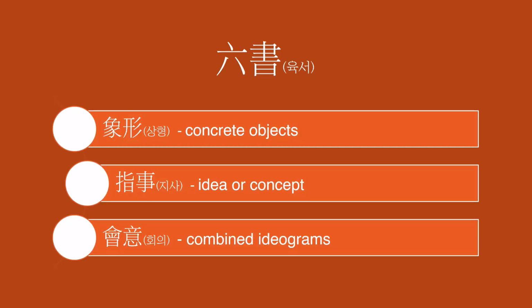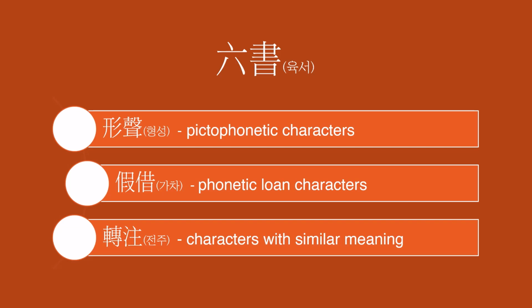Let us have a recap. There are 6 categories on how Hanja were made. Sanghyong are pictographic characters which are representation of concrete objects. Jisa characters or ideograms are characters that indicate an idea or concept. Huei characters, which are also called combined ideograms and associative compounds, are composed of 2 or more characters that have meaning. Next, the most common type of Hanja, the Hyeongsong or pictophonetic characters.